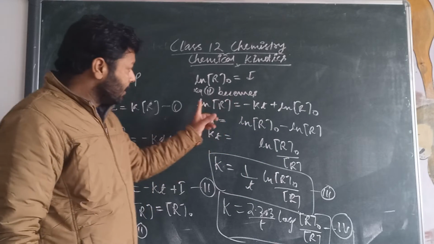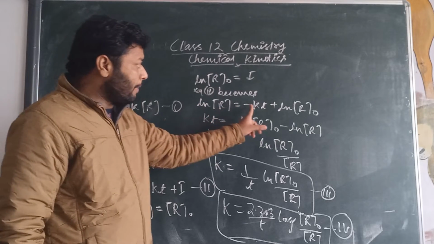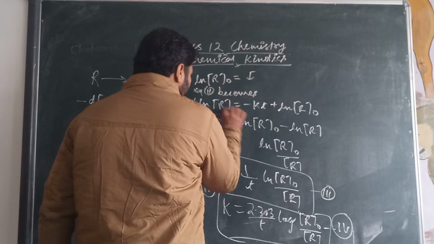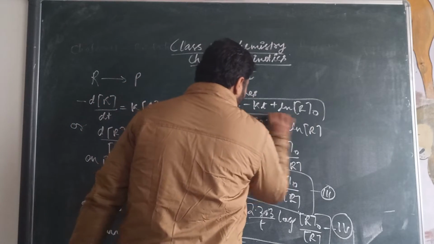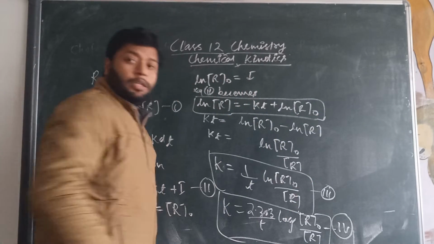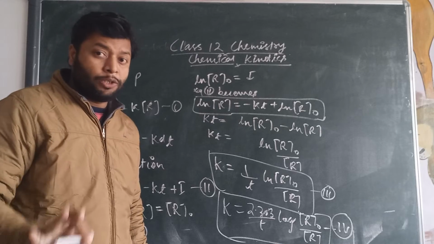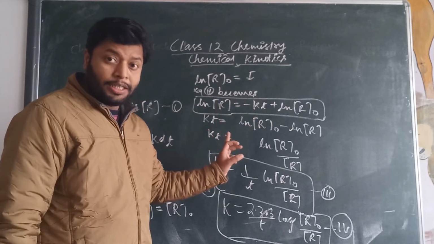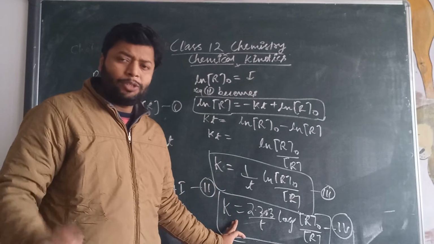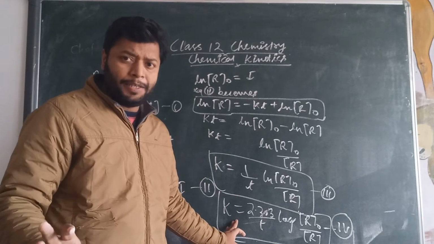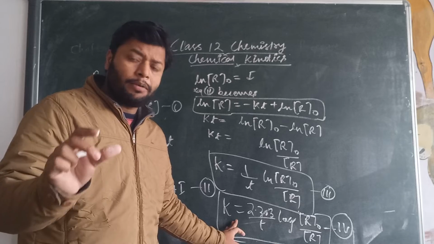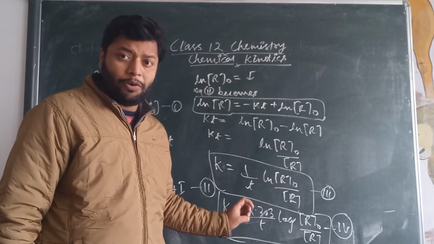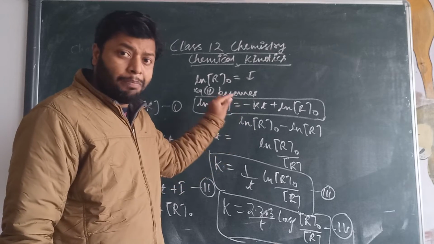After integration, this was ln r minus kt equal to ln r naught. So the graph can be deduced by this formula, or you can calculate the graph on the basis of this formula. You can draw a graph based on any other integrated formula. So I am going to plot a graph based on this.